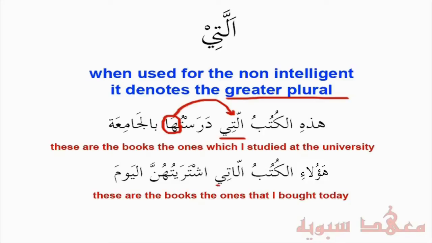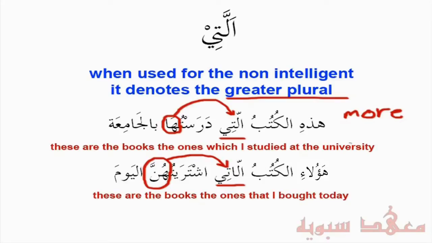This is the plural, the feminine plural. And then we have the pronoun here, hunna, which refers to allati. So here the singular feminine is used, here the plural feminine is used. So what's the difference? Is that this is more in number.